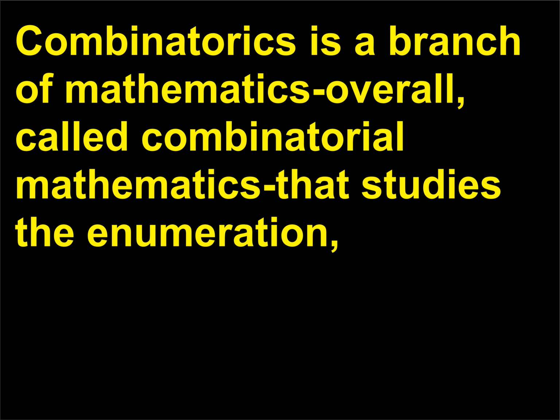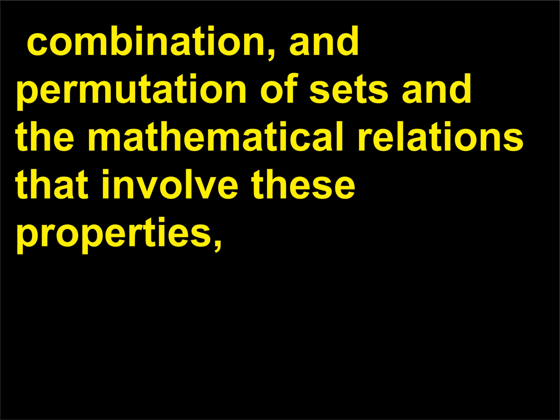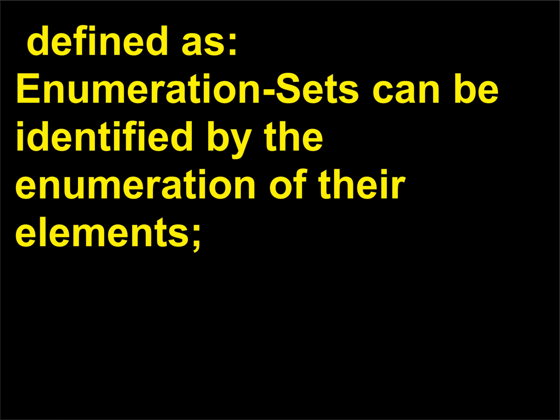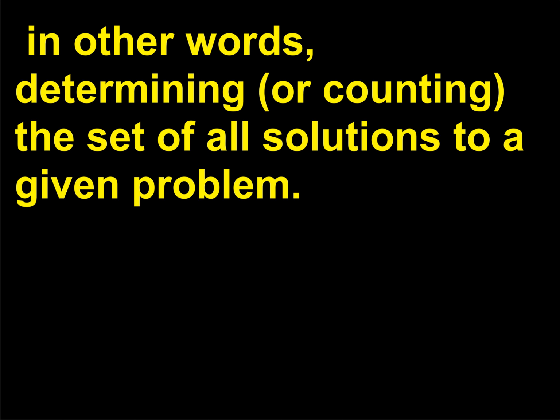Combinatorics is a branch of mathematics, overall called combinatorial mathematics, that studies the enumeration, combination, and permutation of sets and the mathematical relations that involve these properties. Defined as enumeration, sets can be identified by the enumeration of their elements. In other words, determining, or counting, the set of all solutions to a given problem.